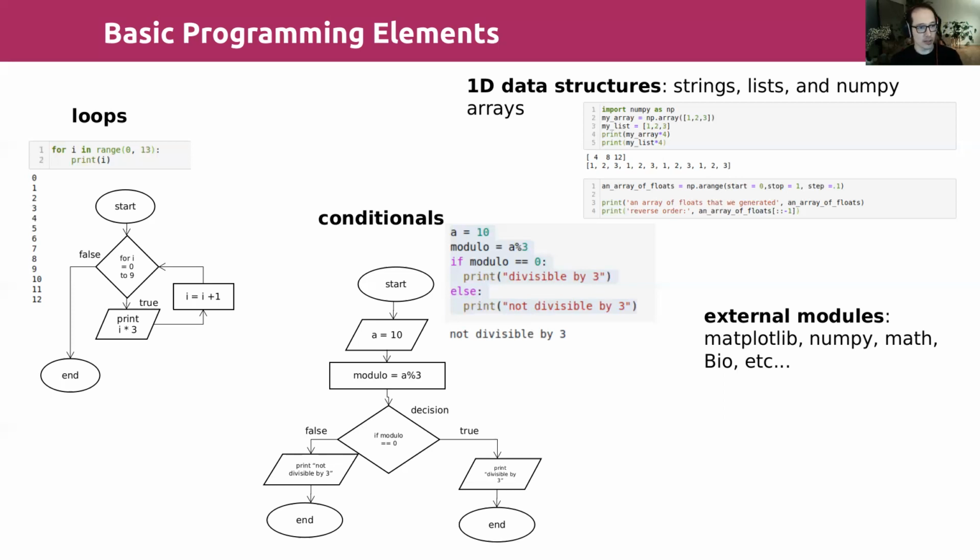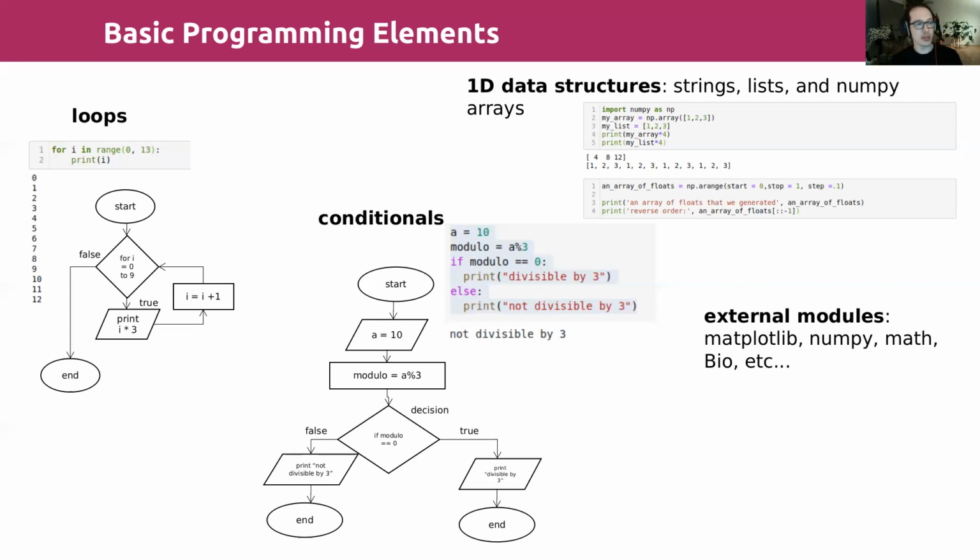Conditionals. So this is also super fundamental, right? Conditionals are a decision, a fork in the code. And you check if some condition is met. Is some value equal to 2? If so, do the following. If not, do something else.